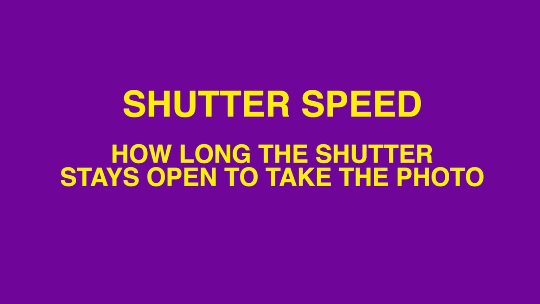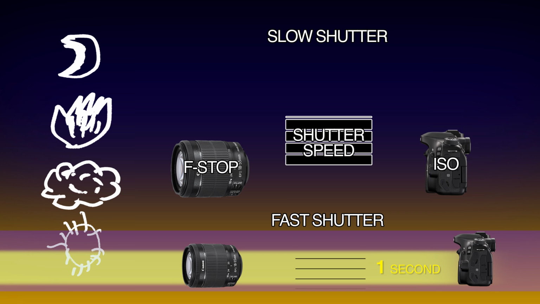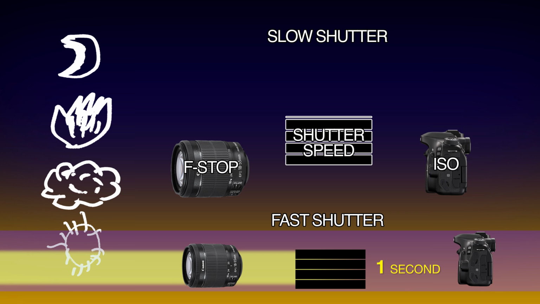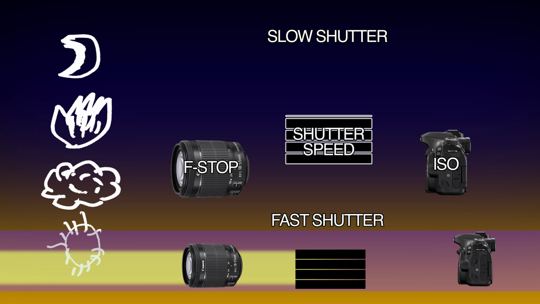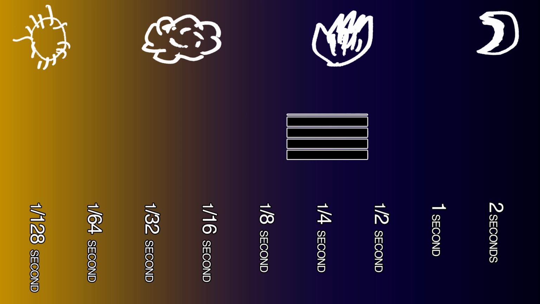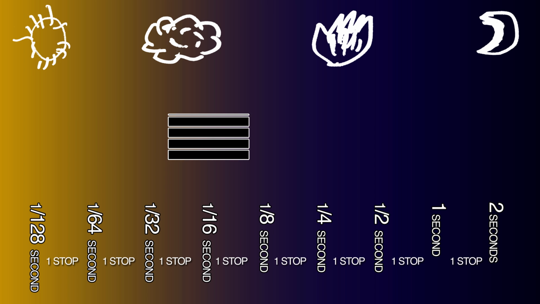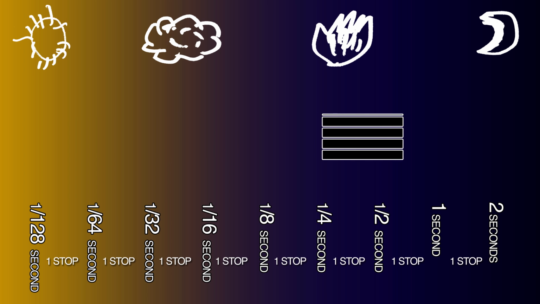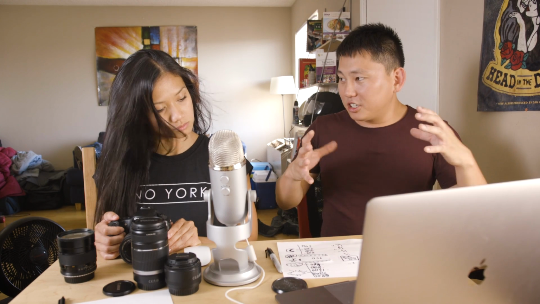Okay, shutter speed. For example, you have a shutter speed of 1 second. What that means is that you're gonna open up that shutter for 1 full second. The longer you leave the shutter open, the more light you're letting in. The faster you make that shutter, the darker it's gonna get. Every time you double the amount of time, or you divide the time in half, it's a stop. So half a second is a stop, a quarter of a second is a stop, and it keeps going down.